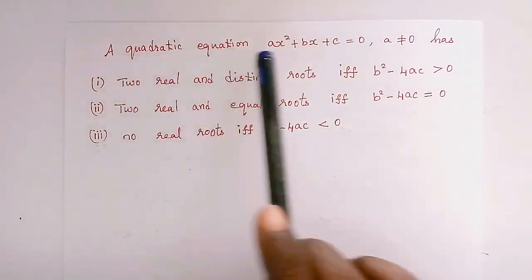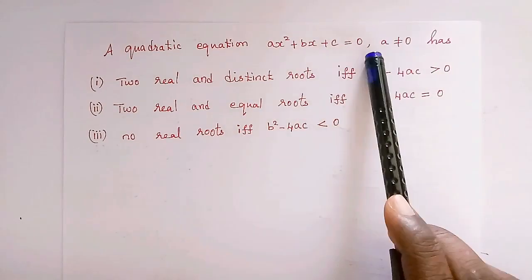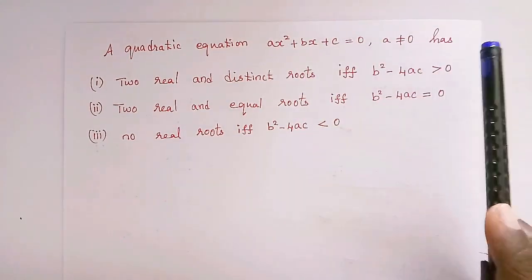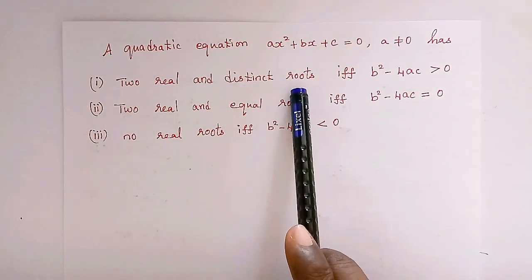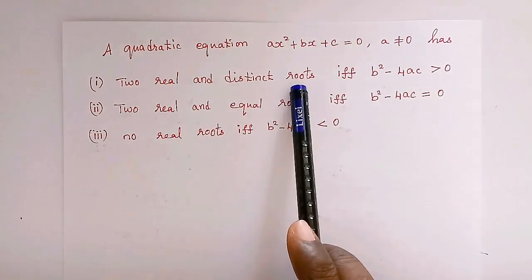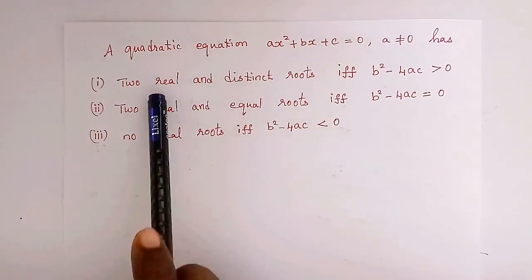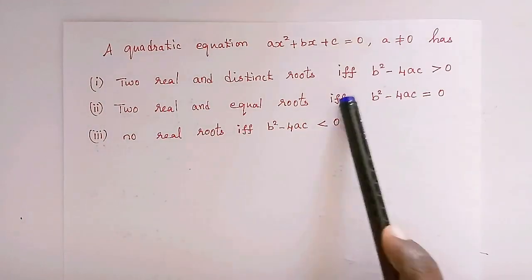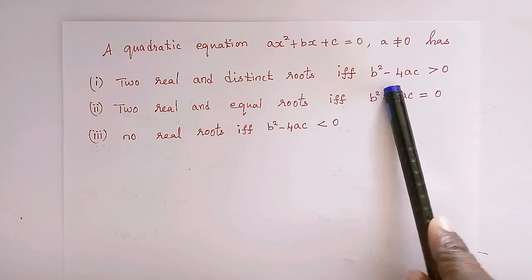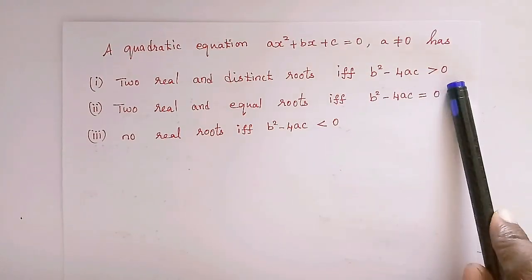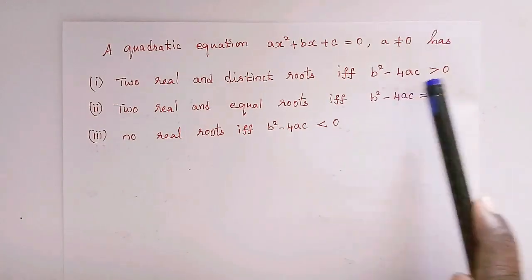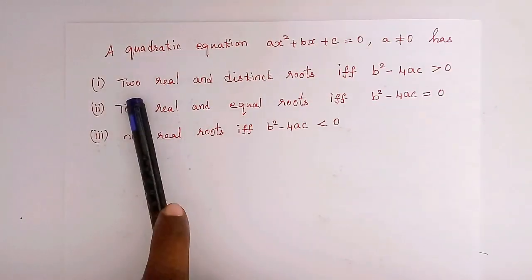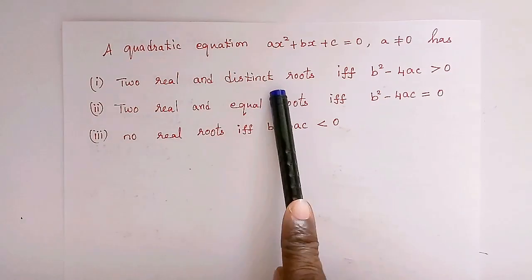A quadratic equation ax square plus bx plus c equal to 0, where a not equal to 0, has two real and distinct roots. Two real and distinct roots, that means two different roots, and they should be real numbers, if and only if b square minus 4ac is greater than 0. Whenever the b square minus 4ac value, the discriminant value, is greater than 0, we will get two real and distinct roots.